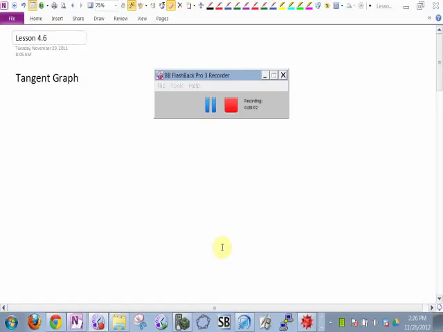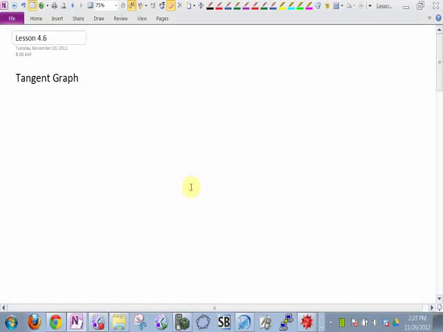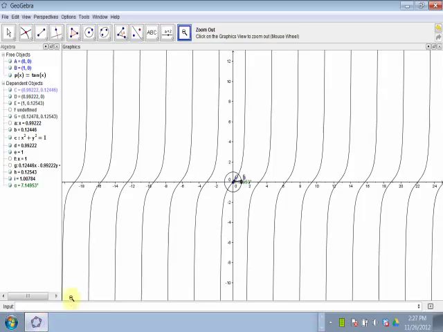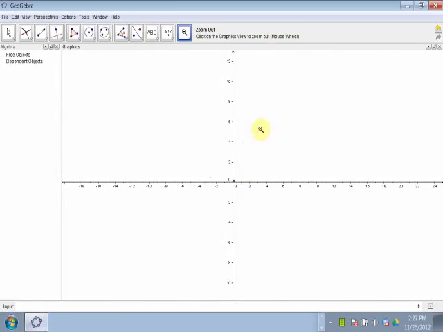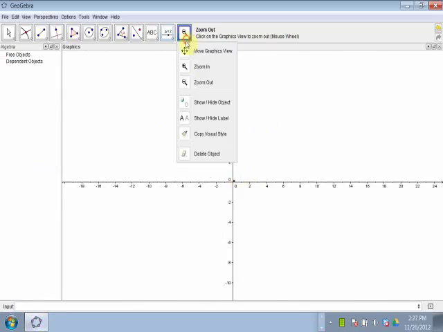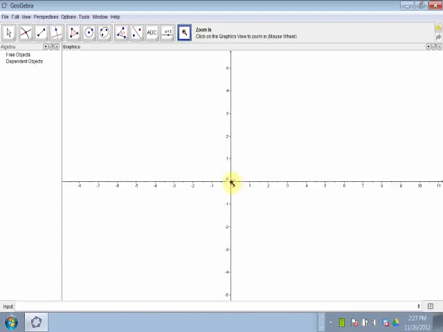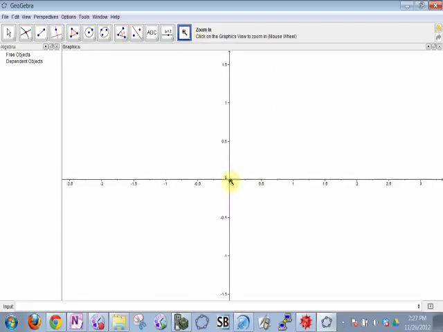All right, tangent. Let me prepare GeoGebra right quick. I don't want to ruin the surprise. All righty. Let's plot a unit circle.